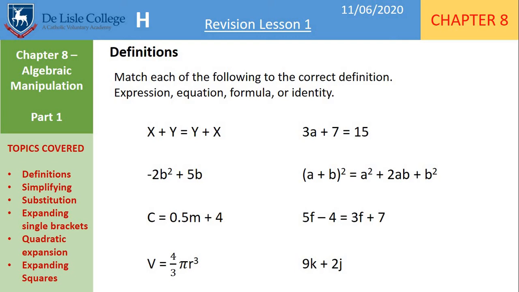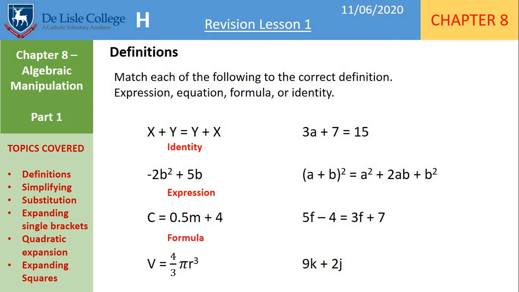Okay, the first one then is an identity. It doesn't matter what order we add things, it is the same. So x plus y will give us the same answer as y plus x. It does not matter what value of x and y you choose. Therefore, it's an identity. It is always true. The second one is an expression. I always think these are easier to spot because they don't have an equals. Everything else does have an equals, so expressions are easier to recognise.